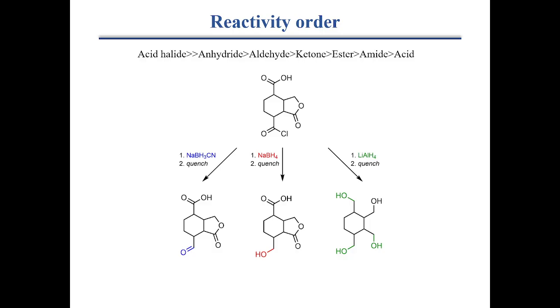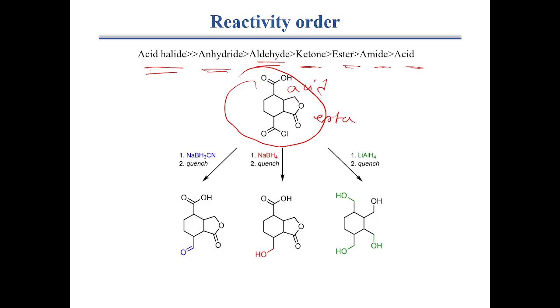So this is the general reactivity order of any kind of reaction. First, any acyl halide will react, then anhydride, then aldehyde, then ketone, then ester, then amide, and the least reactive is acid. So in this compound, if we carefully see, acid, ester, acyl chloride.